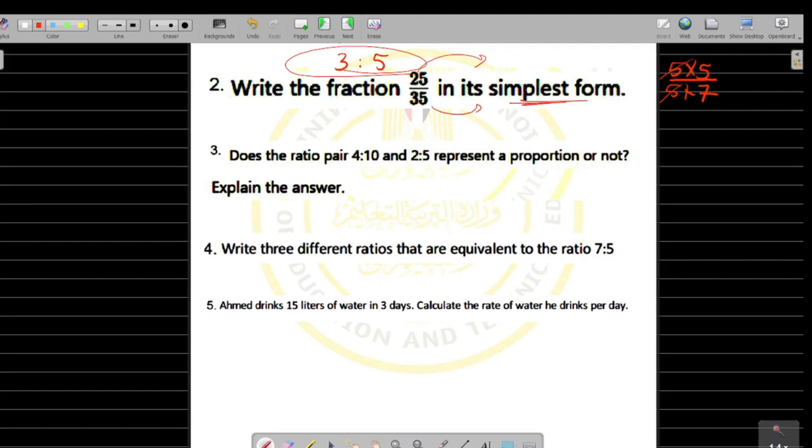Okay, now cancel 5 divided by 5, 5 with 5, and the rest is 5 sevenths. It will be 5 over 7. This is the simplest form.